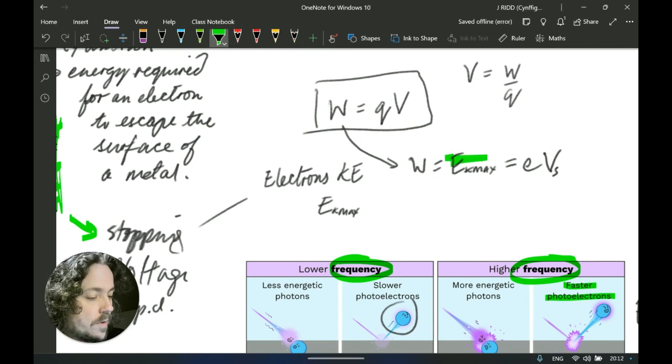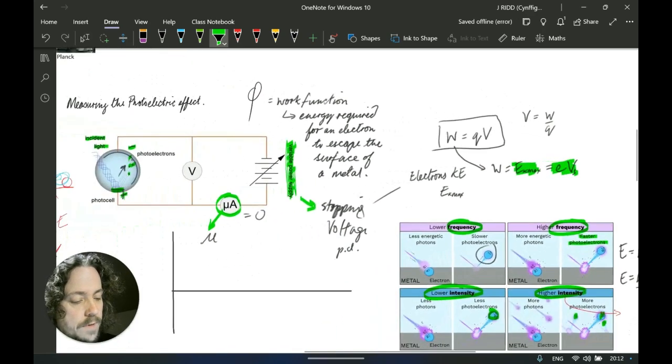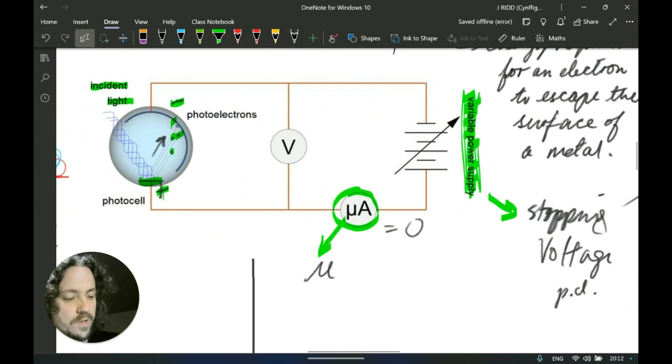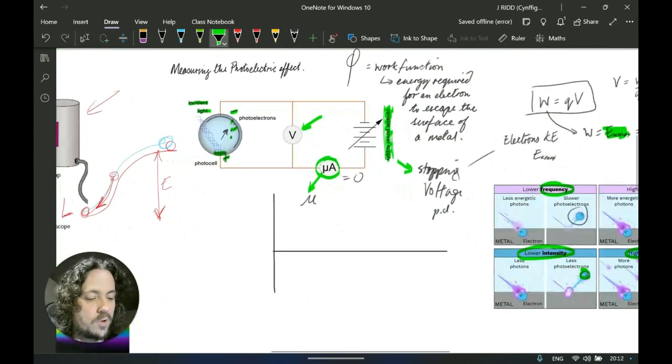And here's the thing, if we know that stopping voltage, then we know Ek max. Right, so that's essentially how this works, and of course this here is our voltmeter to measure that stopping voltage that I was talking about just now.